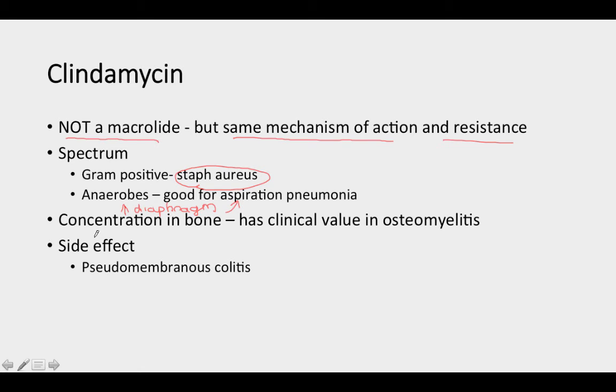The other place it does come up is that it actually has very good penetration into bone, right? So it has good clinical value in osteomyelitis. As you also know, osteomyelitis is most often caused by Staph aureus, so it gets concentrated in the bone and can work well against the Staph aureus. Again, the side effect, as you've seen with a lot of the cell wall inhibitors, is it acts against the endogenous gut bacteria, which can lead to a pseudomembranous colitis secondary to an opportunistic infection with Clostridium difficile.